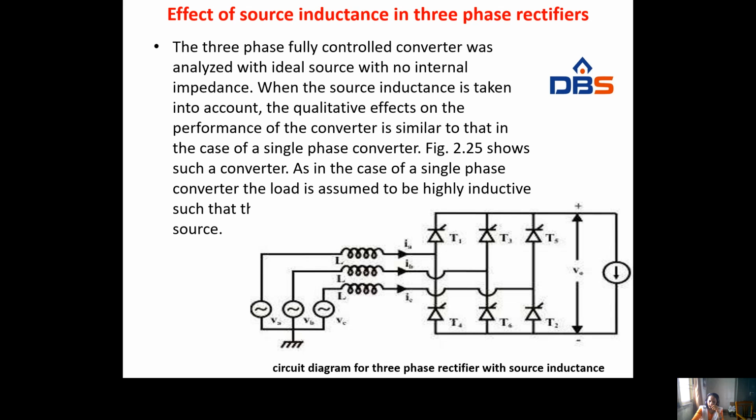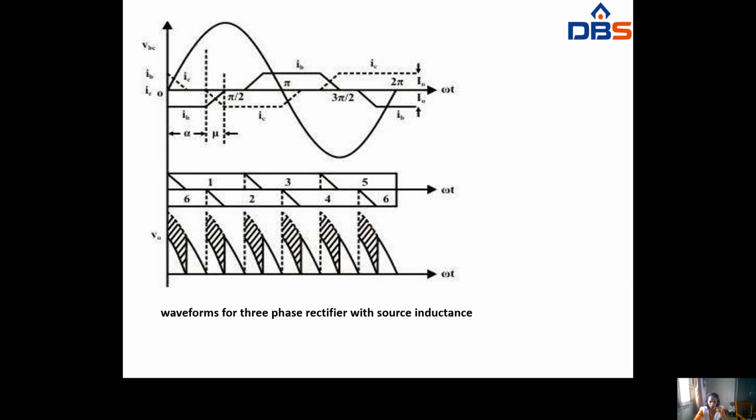So when taking the inductance in the source, the current will be flowing. Here VA, VB and VC are connected with inductance, and this is a three-phase full bridge control rectifier, and this is the load. So this is the circuit diagram of a three-phase rectifier with source inductance. And these are the waveforms for a three-phase rectifier with source inductance.